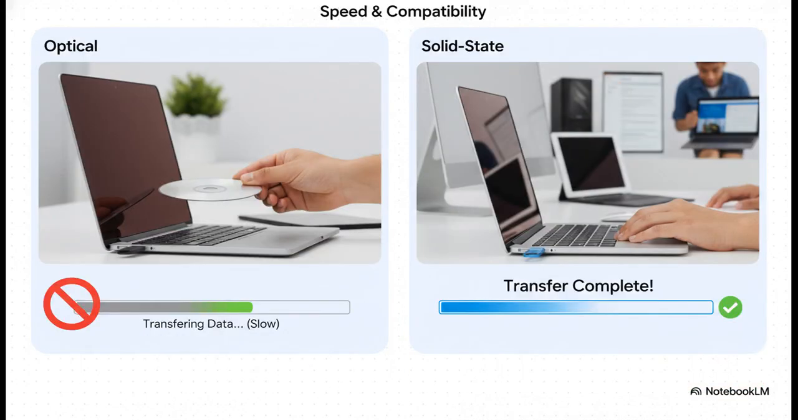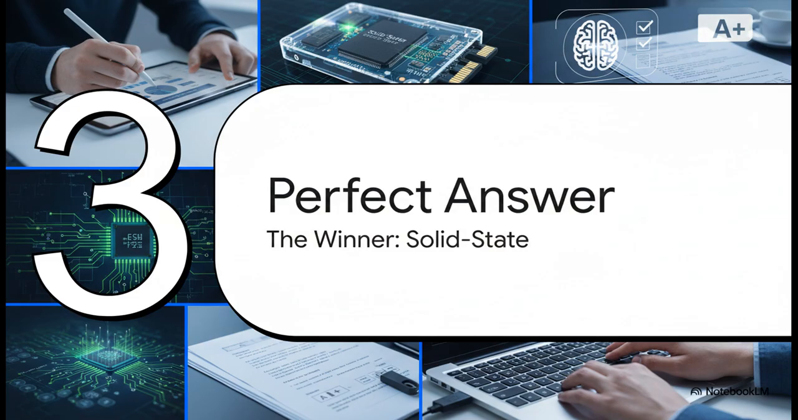And this brings us to a really crucial point: modern usability. Solid-state is just way, way faster, which is amazing when you're trying to save your work quickly at the end of a lesson. But maybe even more important, think about compatibility. I mean, how many modern laptops even have a DVD drive anymore? Not many. USB ports, on the other hand, they are literally everywhere. So, the showdown is over, and based on our criteria, we have a clear winner.